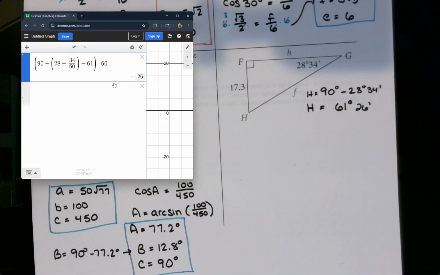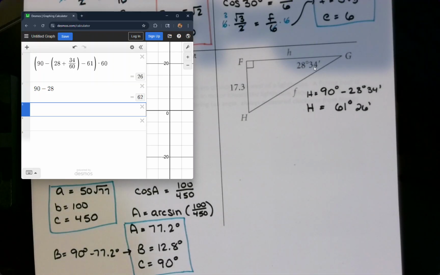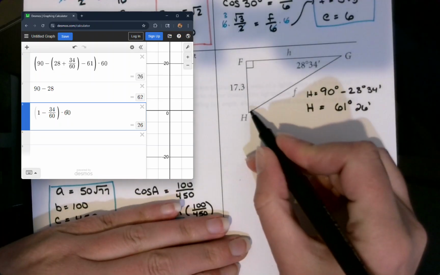You can also do this by subtracting and borrowing. So you can take your 90 minus 28, which is 62, and then there's a partial left to do. So you've got to subtract 34 sixtieths from 62. So you're going to borrow off that 1, and you're going to do 61 degrees, and then 1 minus the fraction, 34 over 60. I don't want it in fraction form. I want it in degree form, so I've got to multiply that by 60. Another way of getting that 61 degrees, 26 minutes. Okay, so we've got our angle H right here.